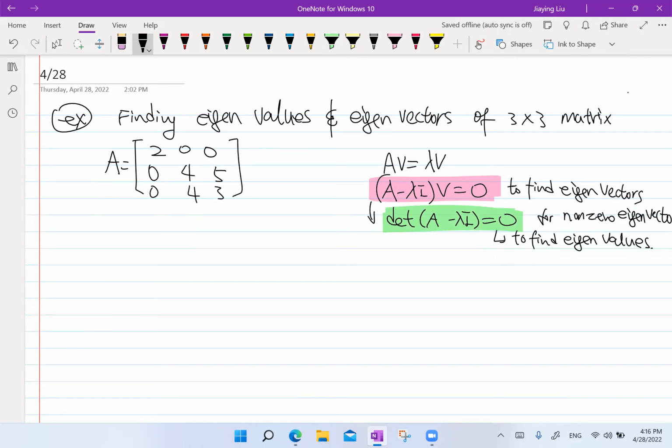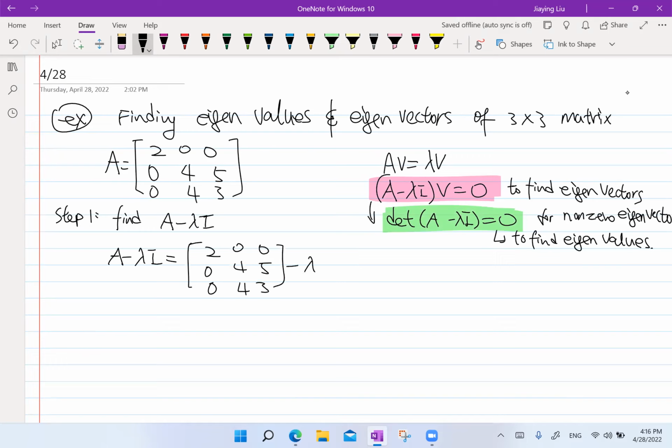So let's first find the eigenvalues. Step one, we need to find A minus lambda I. That's going to be [2, 0, 0; 0, 4, 5; 0, 4, 3] minus lambda times the identity. A is 3 by 3, so the identity has to be the same dimension: 1, 1, 1 on the diagonal and 0 everywhere else. This is a 3 by 3 identity matrix. If we distribute lambda into the identity and subtract it from A, we should end up with [2 minus lambda, 0, 0; 0, 4 minus lambda, 5; 0, 4, 3 minus lambda].